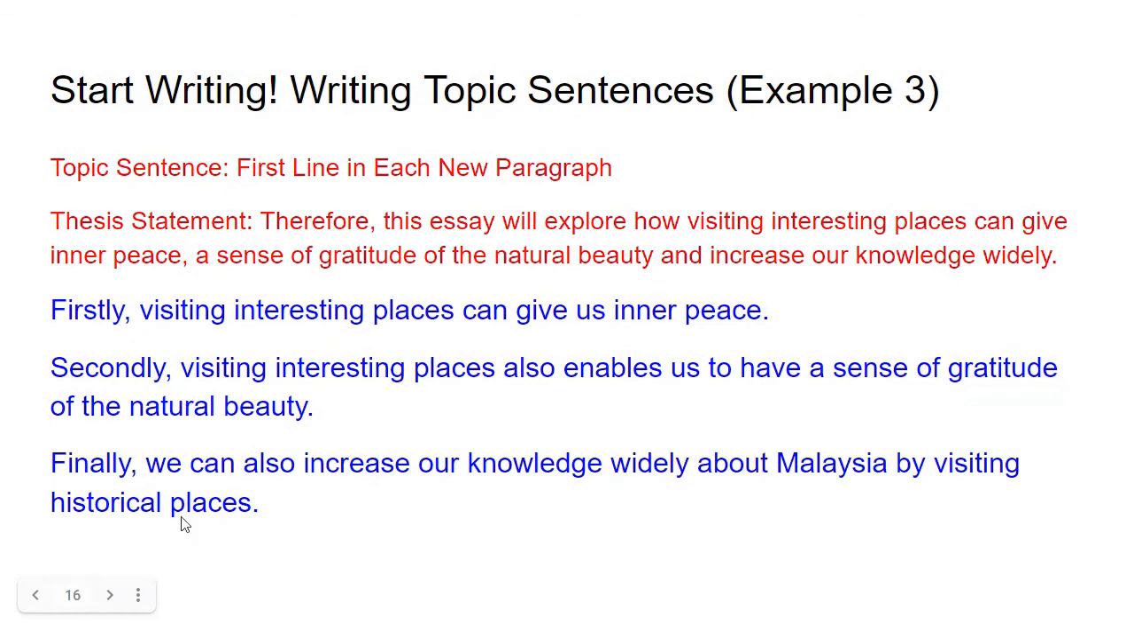And then my topic sentences are these three. Firstly, visiting interesting places can give us inner peace. Settle. So this is your paragraph three, body two. Secondly, visiting interesting places also enables us to have a sense of gratitude of the natural beauty. Settle. Last one, finally, we can also increase our knowledge widely about Malaysia by visiting historical places. Settle. That is your three topic sentences. Done. Now, after your topic sentence, you give your points.